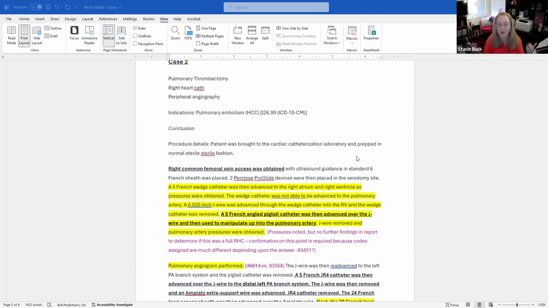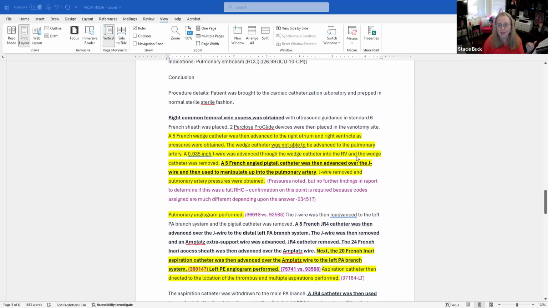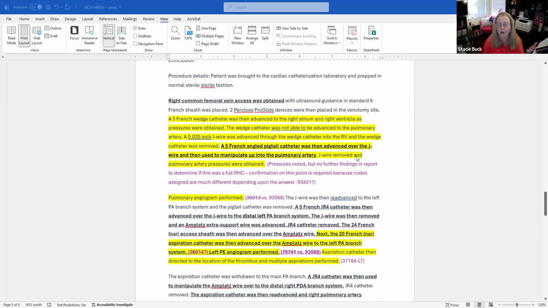So when we jump into the details of the procedure, we see that we have access at a right common femoral vein. Then from there, the catheter goes into the right atrium, the right ventricle. It says pressures were obtained. The catheter was not able to be advanced to the pulmonary artery. That wedge catheter was not, and then it went into the right ventricle. And then we see a pigtail catheter was then advanced over the J wire and used to manipulate up into the pulmonary artery, and pulmonary artery pressures were obtained.